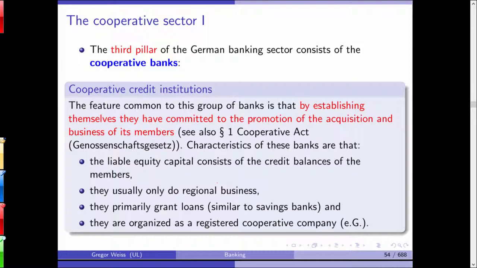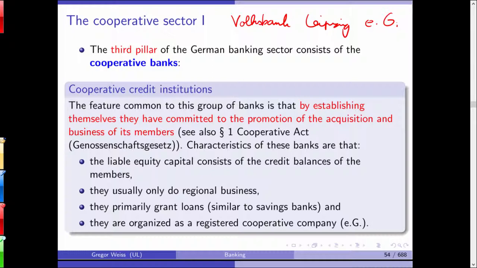And here we have cooperative banks, and characteristics of these banks are that the liable equity capital consists of the credit balances of all members, shareholders, customers. They usually only do regional business. They primarily grant loans, similar to savings banks, and they are organized as a registered cooperative company. In German, it's an eG and it stands for eingetragene, registered, Genossenschaft, cooperative. So every time you see Bank Leipzig eG, you know that this is a cooperative.